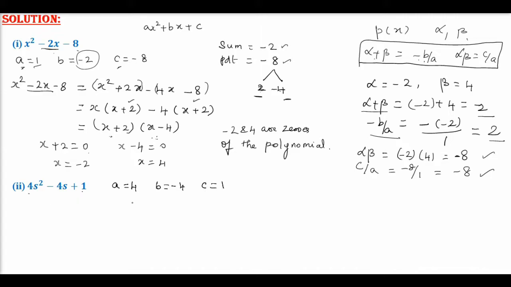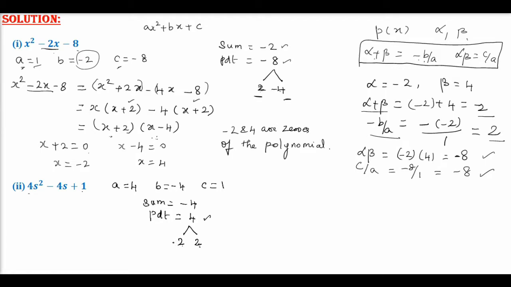Now we have to find two numbers whose sum equals minus 4, that is b, and product equals a into c, that is 4. So we need two numbers whose product is 4 and sum is minus 4. Now 4 can be factored as 2 into 2. So the product is okay. But what about the sum here? The sum is negative, that's minus 4. So you need the terms to be negative.